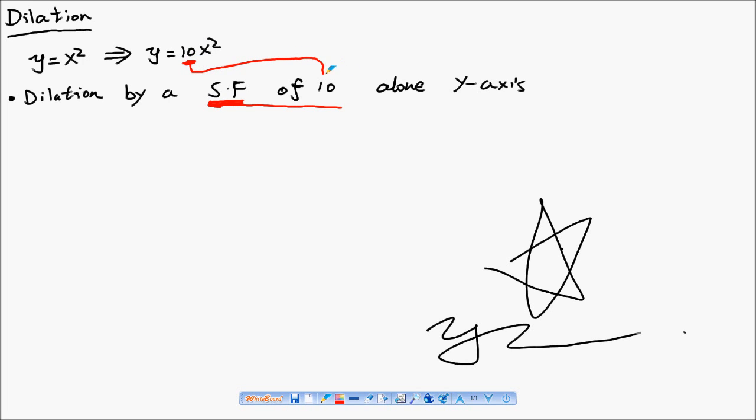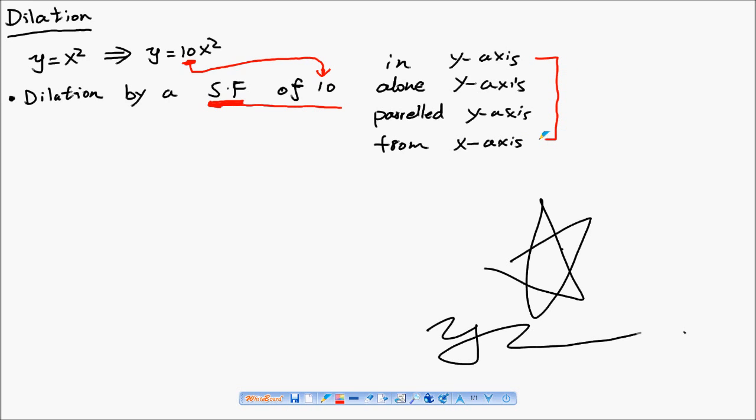Just copy it from here and make sure it's along y-axis. This is a bit tricky. You can write down dilation by a scale factor of 10 along y-axis, or in y-axis, or parallel to y-axis. Also, you can write it as from x-axis. These four are the same thing. These are the four most common ways of describing dilation. They mean the same thing. The trick is you have in, along, parallel to y-axis, but from x-axis.